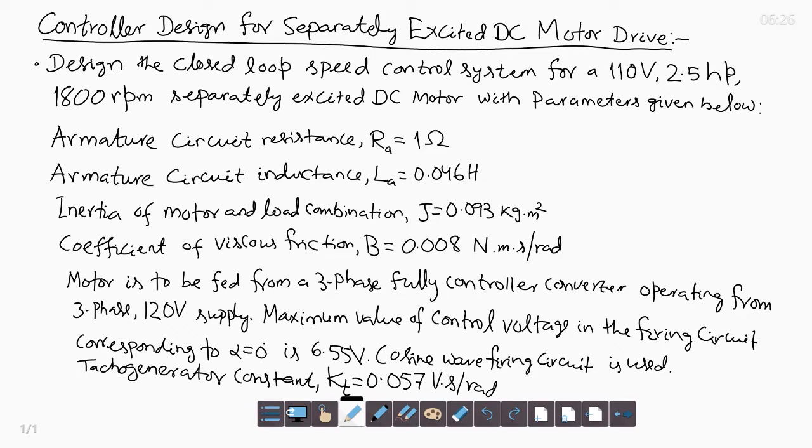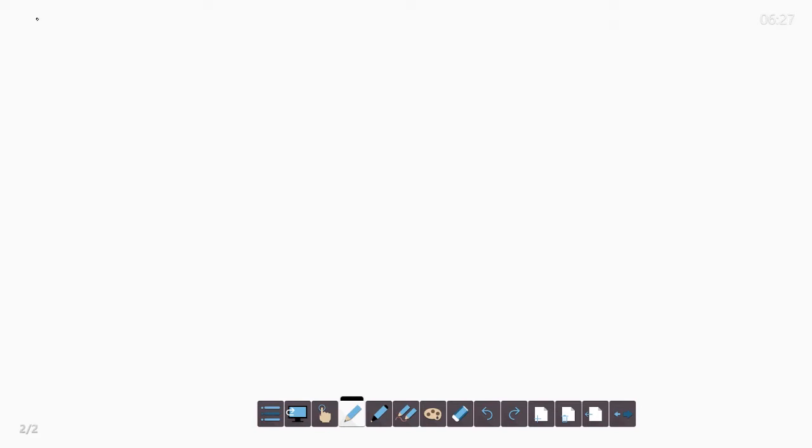Motor is to be fed from a 3-phase fully controlled converter operating from 3-phase 120 volt supply. Cosine wave firing circuit is used and the maximum value of the control voltage in the firing circuit corresponding to alpha equal to 0 degree is 6.55 volt. For speed feedback, a tacho generator is used whose voltage constant Kt is 0.057 volt per radian per second. So, for this system we have to design the closed loop speed control system. So, we proceed as this.